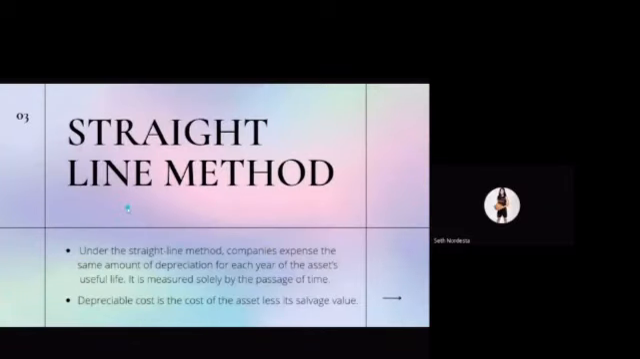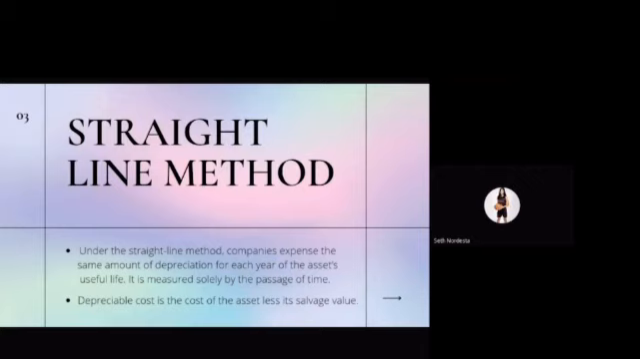Straight line method. Under the straight line method, companies expense the same amount of depreciation for each year of the asset's useful life. It is measured solely by the passage of time. To compute depreciation expense under the straight line method, companies need to determine depreciable cost. Depreciable cost is the cost of the asset less its salvage value. It represents the total amount subject to depreciation.